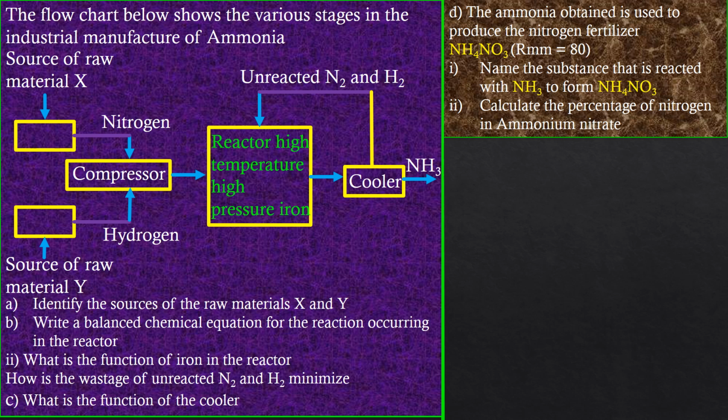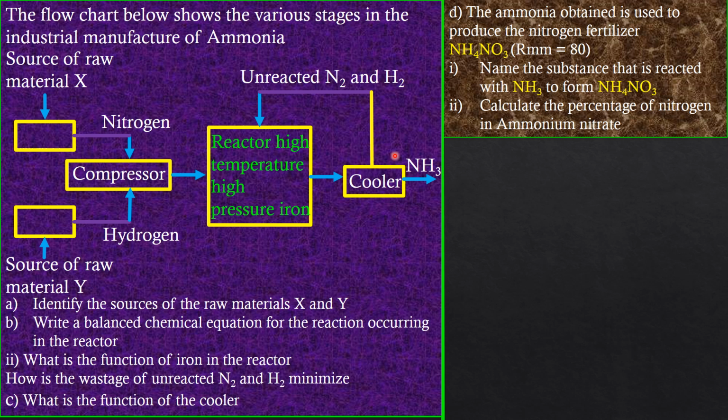Question 5, which is our last question for today: the flow chart below shows the various stages in the industrial manufacture of ammonia. This is it, guys. So just take your time to study it. Part A is saying: identify the sources of the raw materials X and Y.